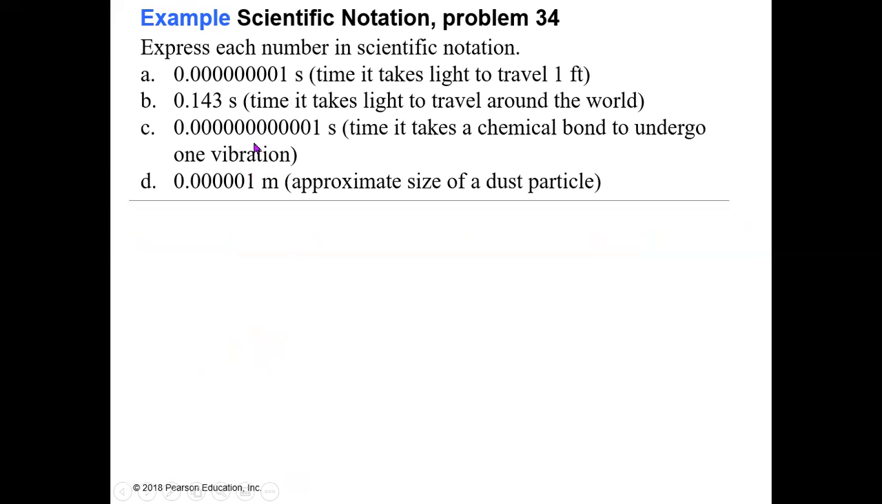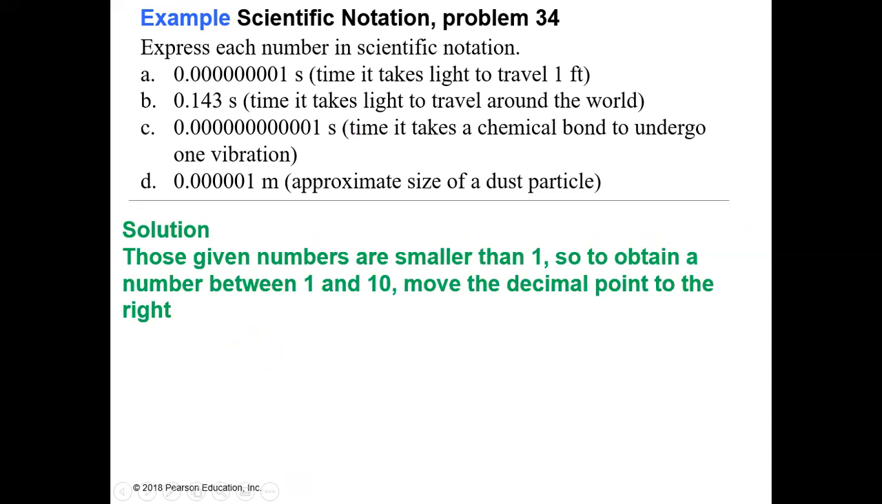Now these 4 numbers are all smaller than 1, so we have to move the decimal point to the right. Then you can pause the video and check the answer. So the answer for the first number is 1 times 10 to the negative 9. For the second number, it's 1.4 times 10 to the negative 1. For C, it's 1 times 10 to the negative 12. And for D, it's 1 times 10 to the negative 6.